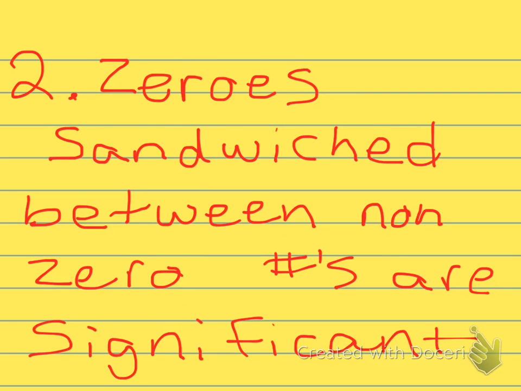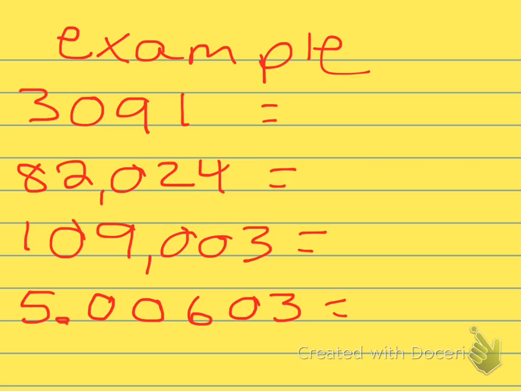The second rule is that zeros sandwiched between non-zero numbers are significant. So examples, we have 3,091. There is a 0 sandwiched in between the 3 and the 9, so that makes it significant along with the non-zero numbers. So there's a total of 4 sigfigs in that one. Here we have 82,024. Again, a 0 is sandwiched in, that makes it significant. So there's a total of 5 sigfigs.